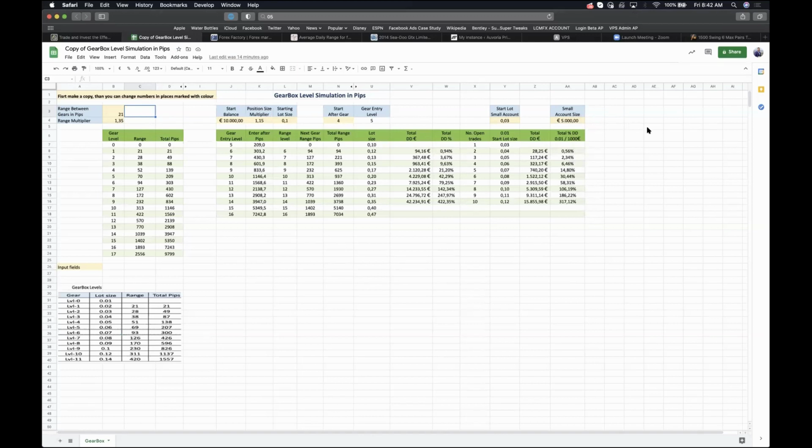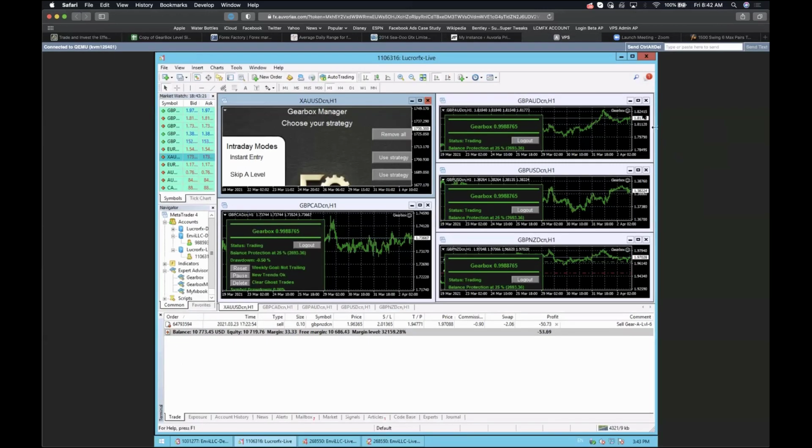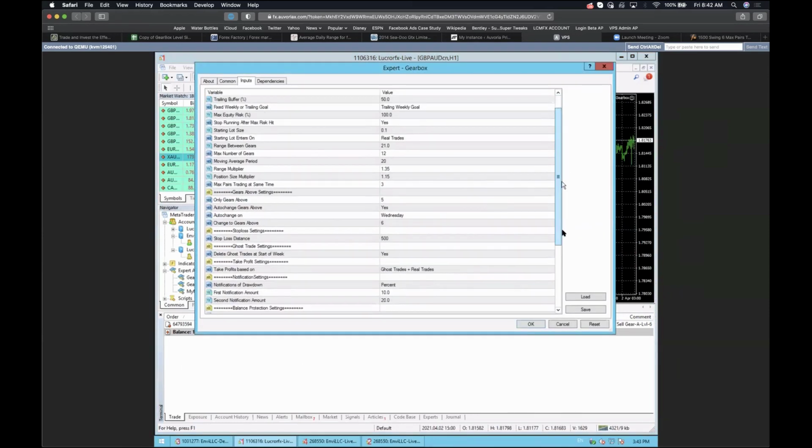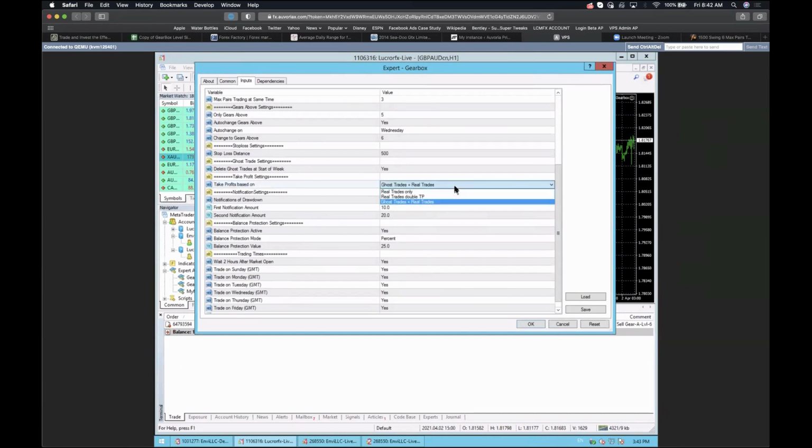All right. I know Steve Greger had asked an awesome question. I'm going to go back to it. He had asked a question about take profit settings, so I want to cover those. Let me just go ahead and open up GearBox, and you're going to see that you have 3 different take profit settings. You have real trades only, real trades double TP, and ghost trades plus real trades.